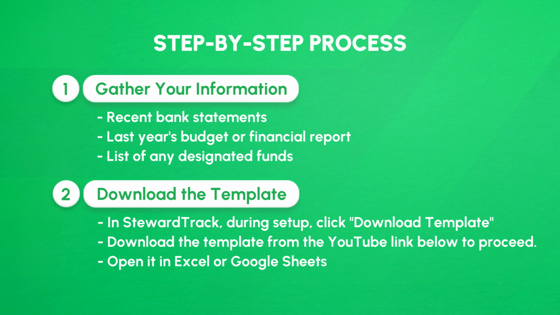So here's the step-by-step process. Before you start, gather your information: recent bank statements, last year's bank or financial report, and a list of any designated funds. Download the template in Steward Track during setup. Click download template, or you can get the template ahead of time and download it from this video. Open it in Excel or Google Sheets.